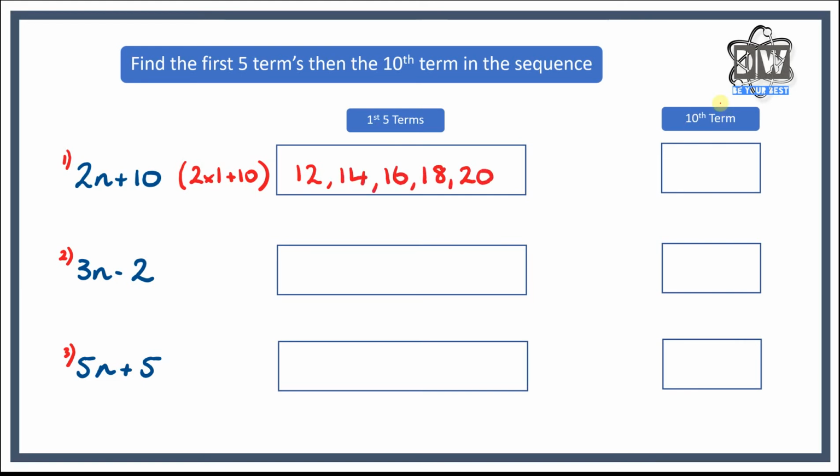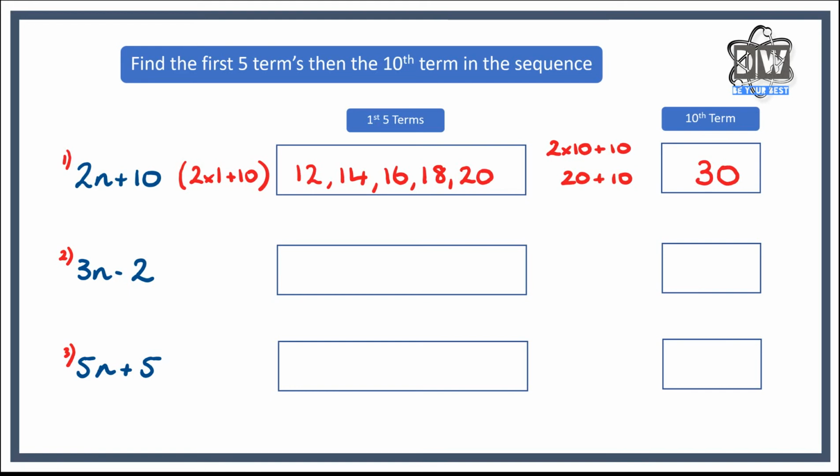But to find my 10th term, I'm going to replace the n with 10. Remember, the n stands for the term that we're looking for, and we're looking for the 10th term. So let's write that down: 2 times 10 plus 10. If we know our BIDMAS or BODMAS, we know we've got to do that first bit first. So 2 times 10 gives us 20, plus 10 gives us 30.